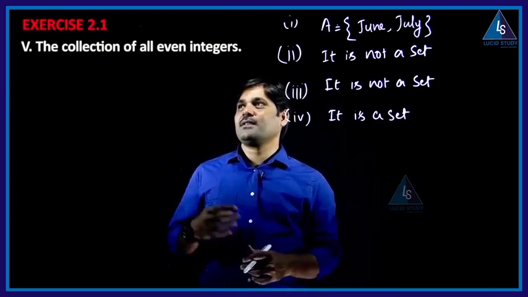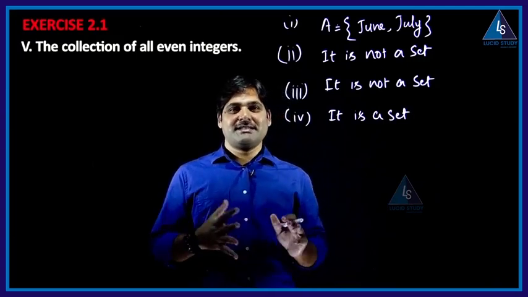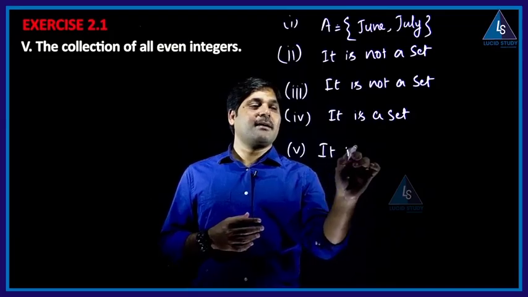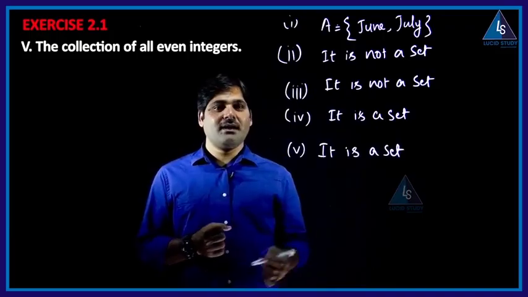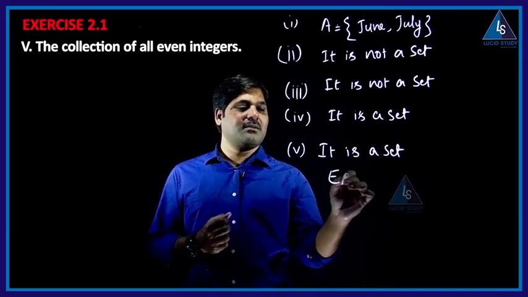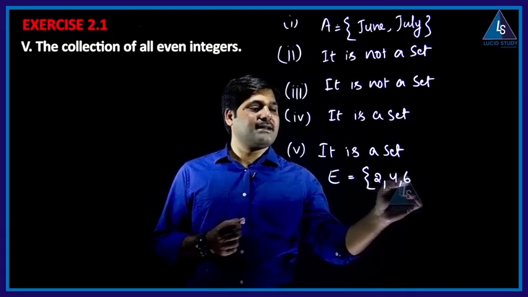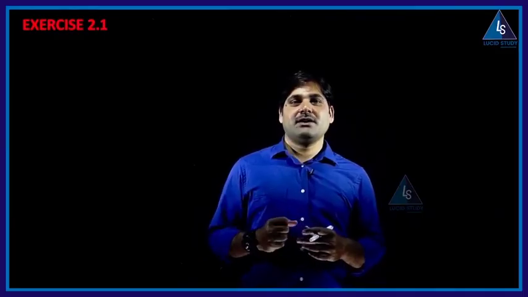Right? Fifth one, you see, collection of all even integers. So it is a set, obviously, all even integers. So it is a set, and if you want to represent that set with some other name, suppose even numbers, E I will take. So in this, 2, 4, 6, 8, all even numbers I will write. Okay, let us see the second question now.